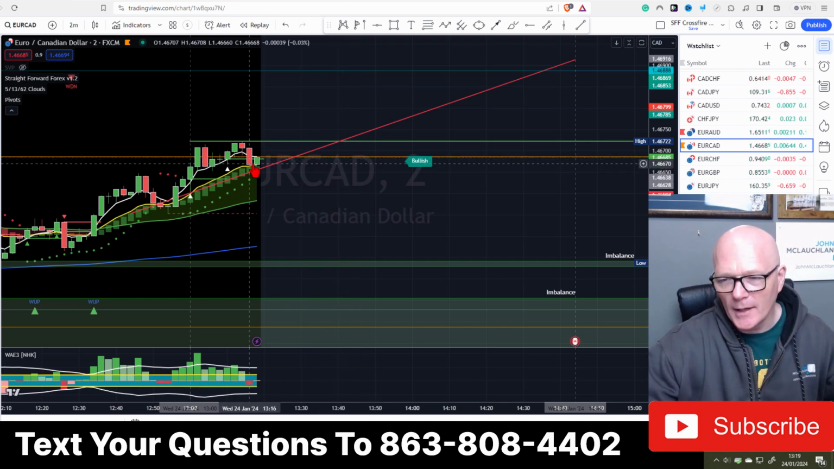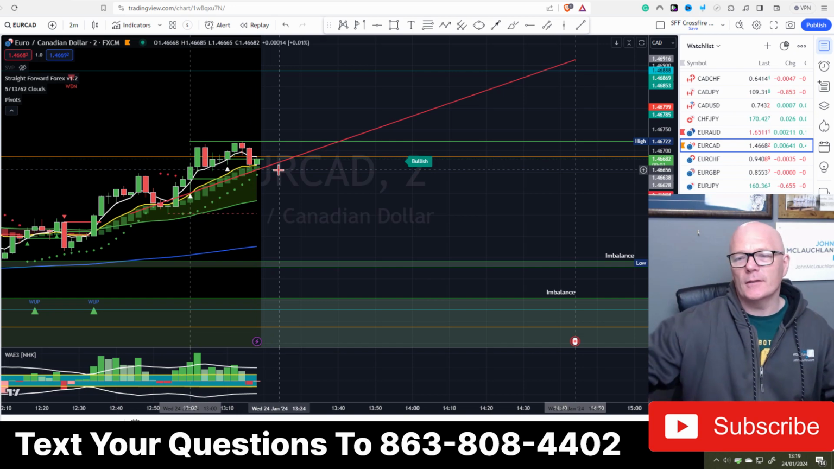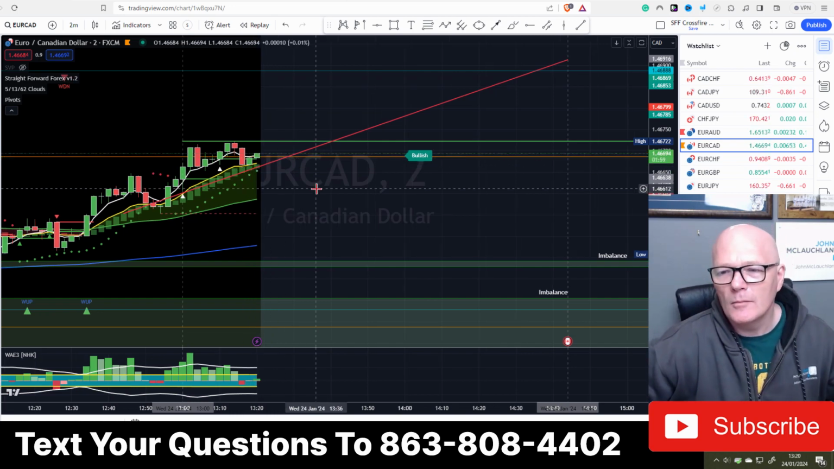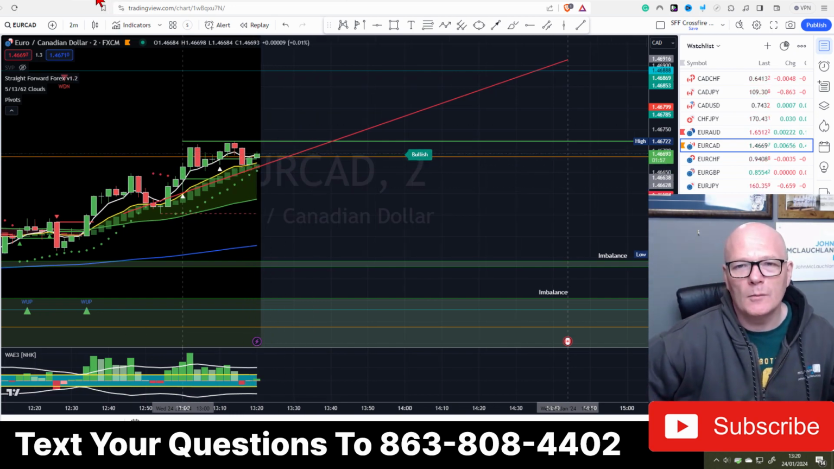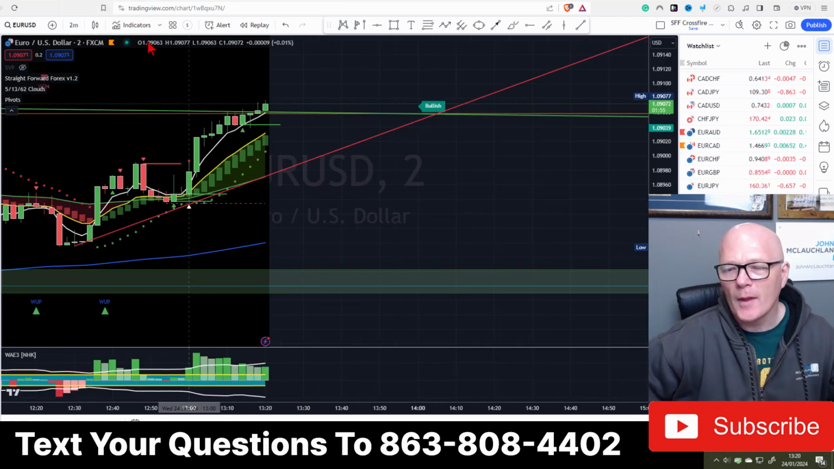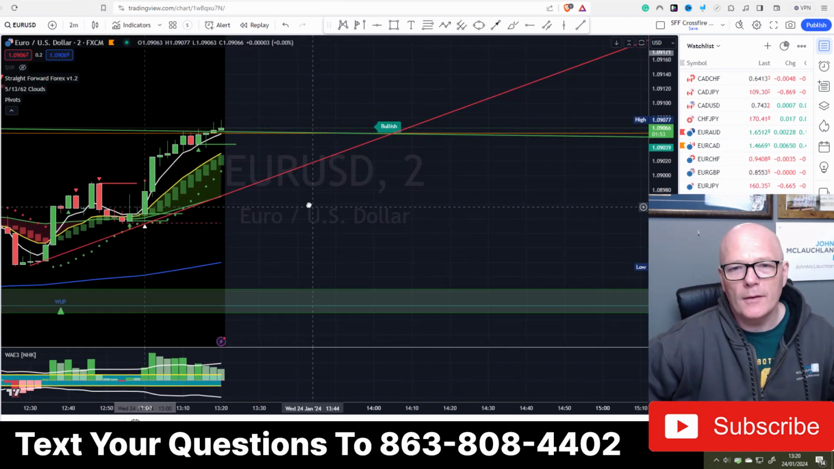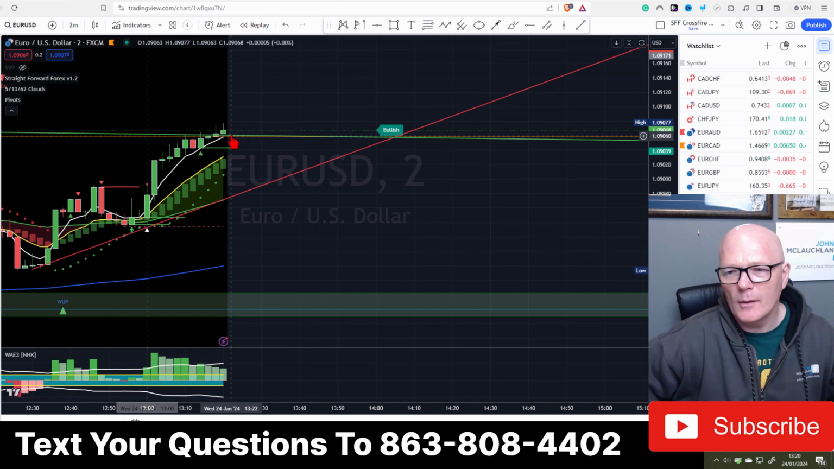Okay, so this pivot line is going to be resistance, so it's going to be interesting to see what happens with this. We'll just let it play out, and I'll talk you through it as it goes. Right, so here we go with the euro US dollar. The US dollar has gone above the green trend line, but only just.